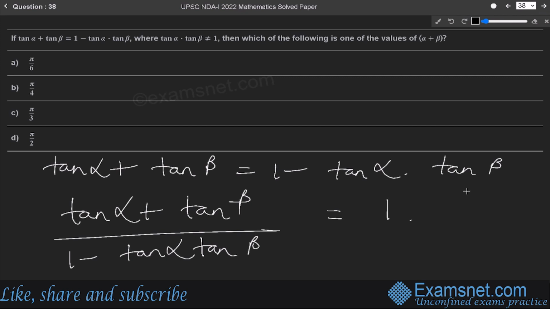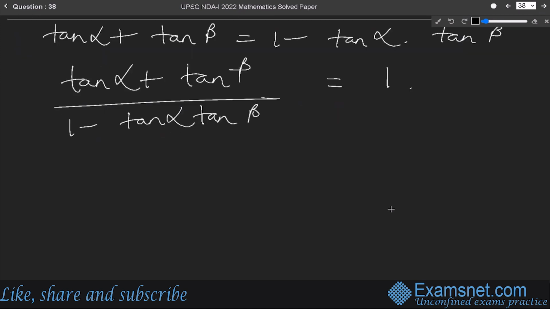So I am just keeping the formula here: (tan a plus tan b) upon (1 minus tan a tan b) is equal to tan of a plus b. A is alpha and b is beta. So I can say that tan of alpha plus beta is equal to 1. I hope you understood this step. We know the formula of tan of a plus b. Formula is (tan a plus tan b) upon (1 minus tan a tan b).